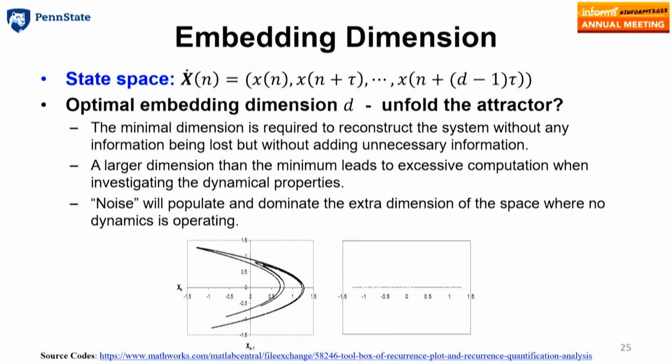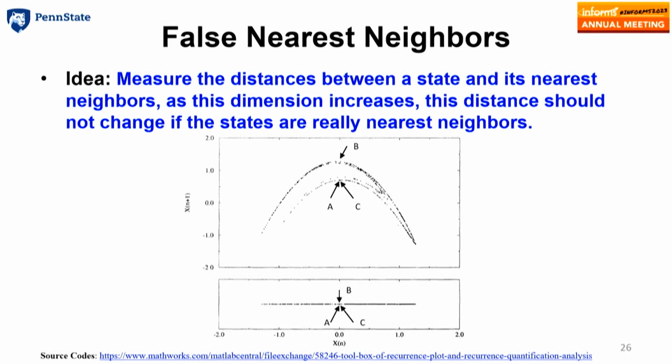Okay, so false nearest neighbor. What is false nearest neighbor? The idea is to measure the distance between a state and its nearest neighbor. As the dimension increases, this distance should not change if the states are really nearest neighbors. So for the previous trajectory, if we project this into, for example, points A, B, C, in one dimension, who is the true neighbor of A? We have a point A here. Obviously C is the true neighbor, but when projected to one dimension, B becomes the false neighbor. That means because we projected into a lower dimension, this data point B, originally not a neighbor of A, becomes a neighbor of A.